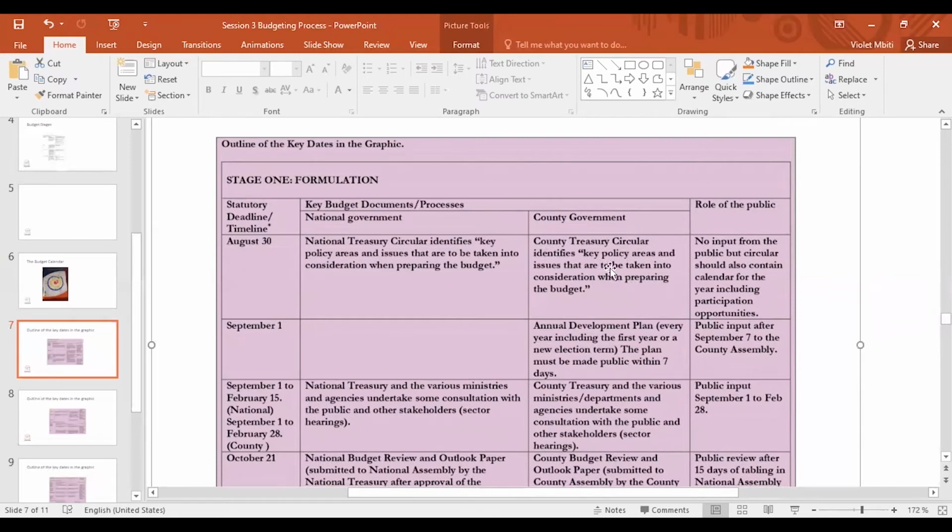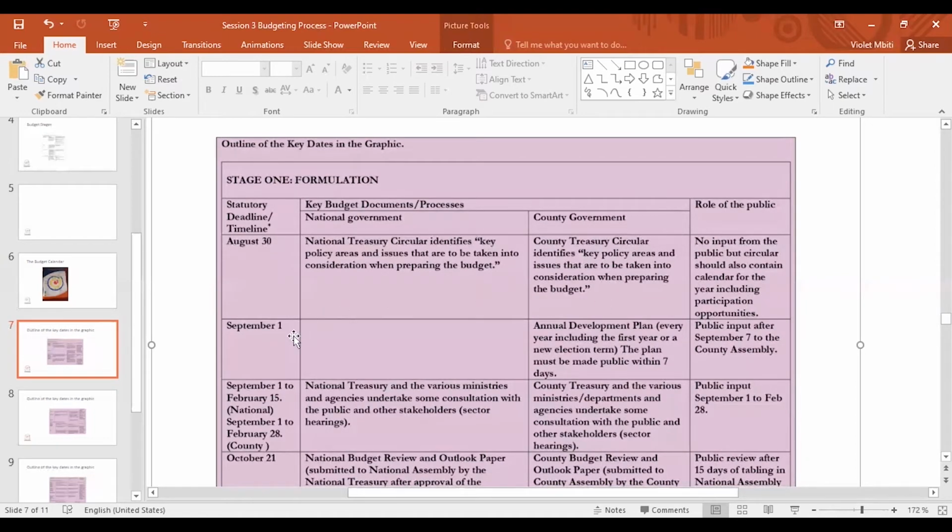All right? And by this time, this budget circular also outlines the budget calendar of the public participation events. So if you look at even Machakos County, it has a budget circular showing you, as a member of the public, when you need to participate in the discussion of these key budget documents and also to participate in the various processes. So the role of the public in this section: no input from the public, but the circular should also contain a calendar for the year, including participation opportunities.